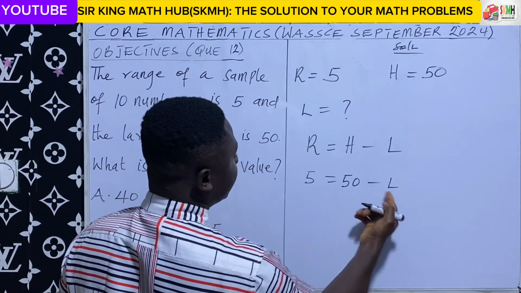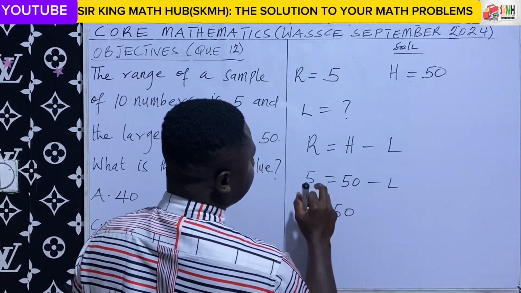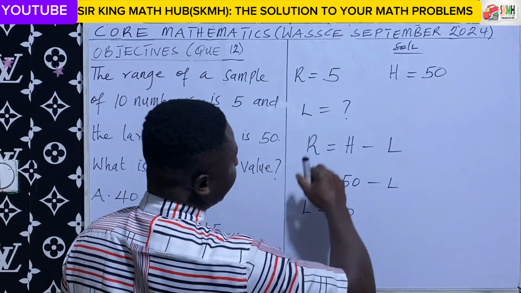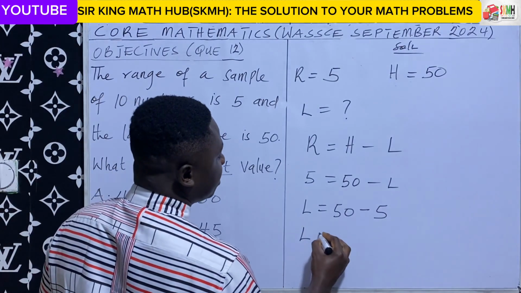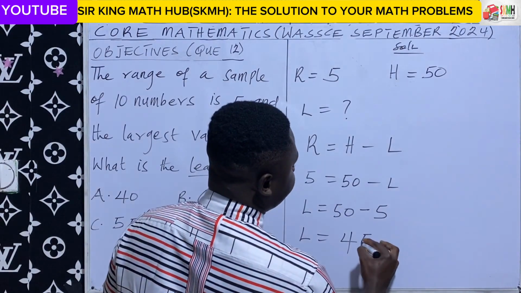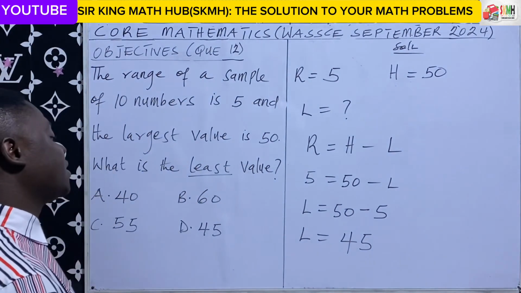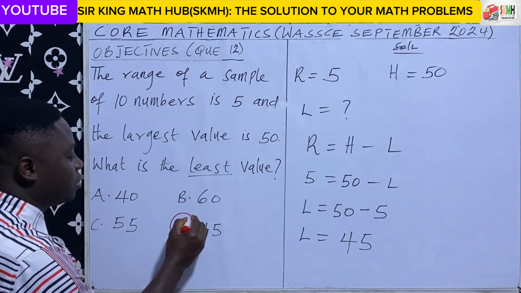So I'm bringing L to the left hand side. So L is equal to 50. Then we transpose positive 5 to the right. It becomes minus 5. So L is equal to 50 minus 5, that is 45. So the least number here is 45. So the right answer is option D.